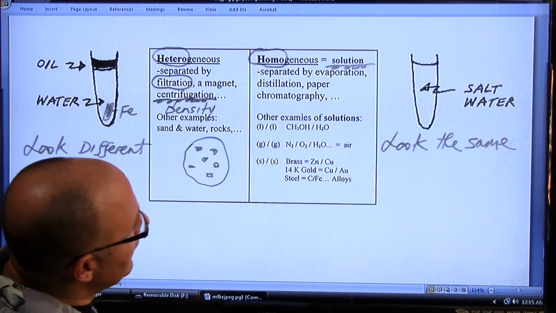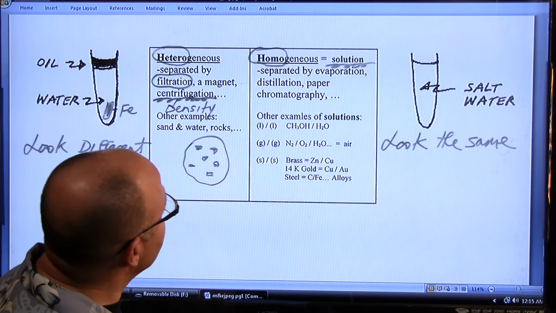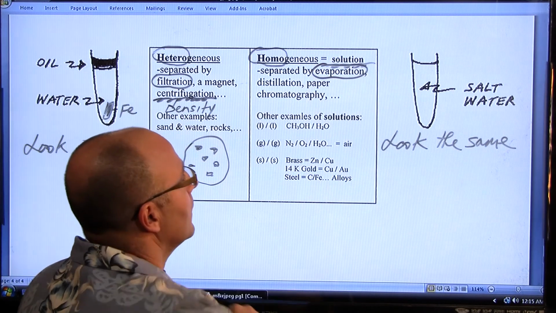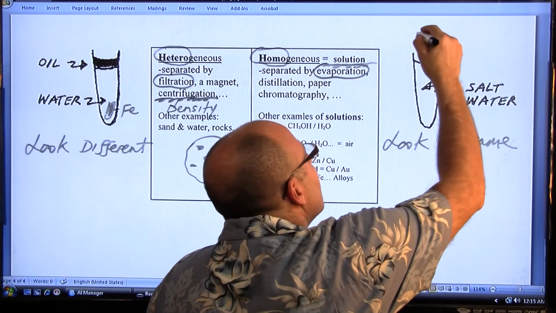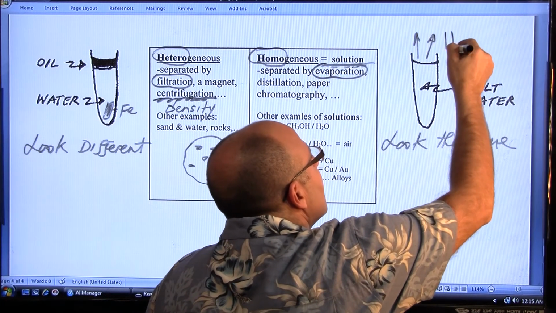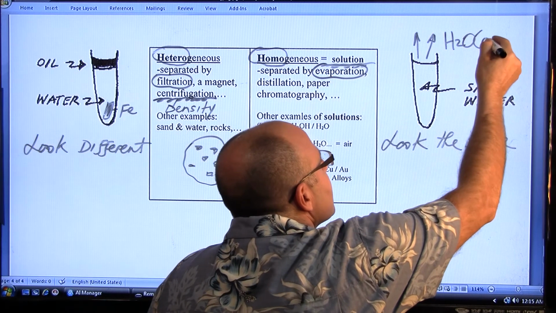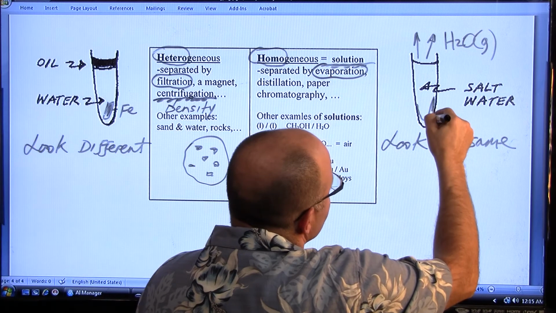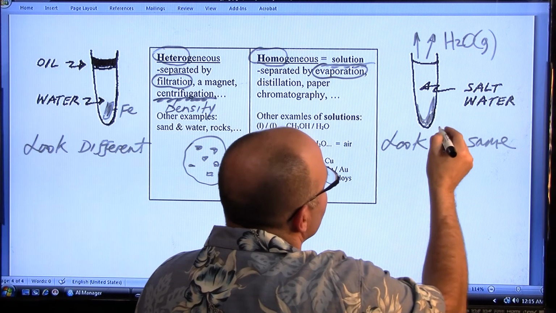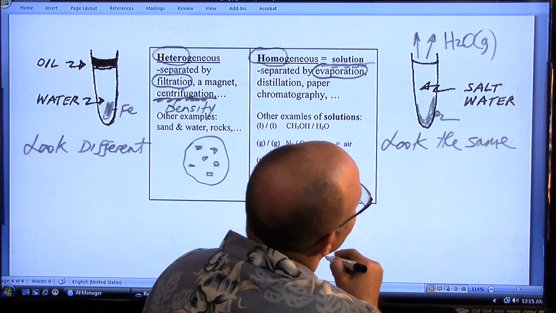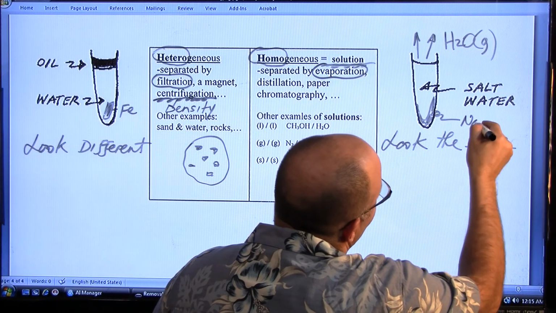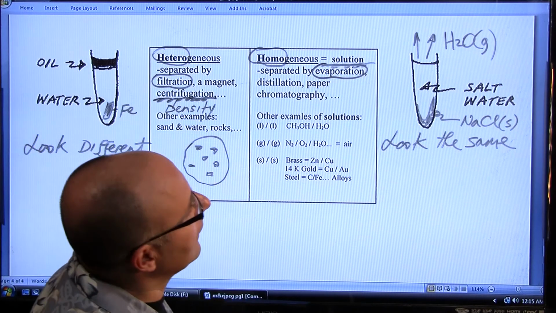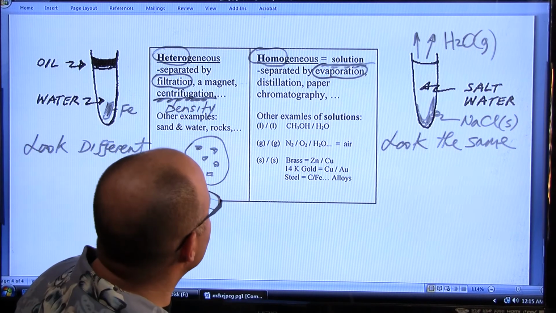If you want to separate the salt from the water, since a filter won't do, you're going to have to evaporate the water. So if you let this stand, the water is going to leave as a gas, and then you'll be left with a salt encrusted on the bottom of the test tube. If it's sodium chloride as the salt, because there are many salts, we represent it as NaCl solid, and the H2O leaving as a gas.